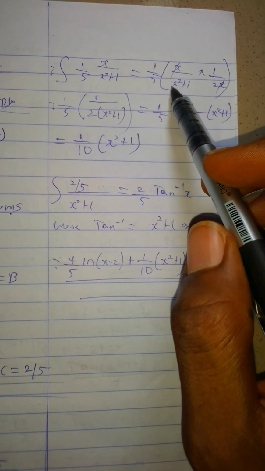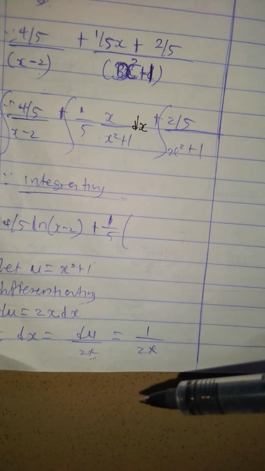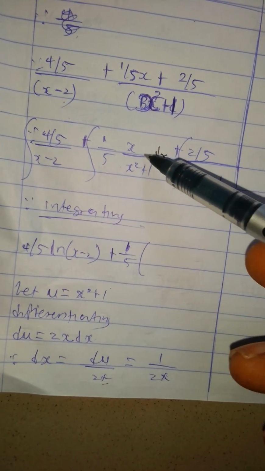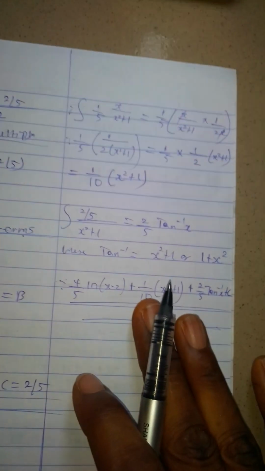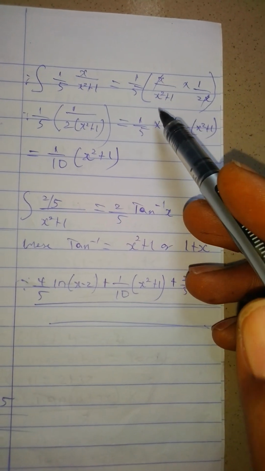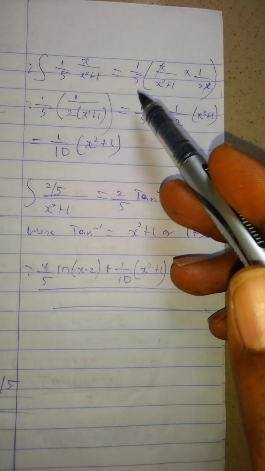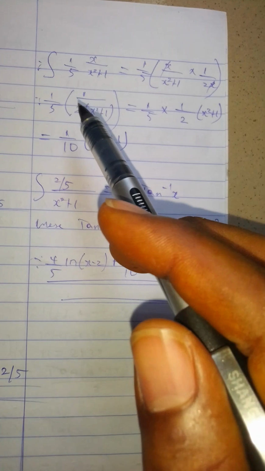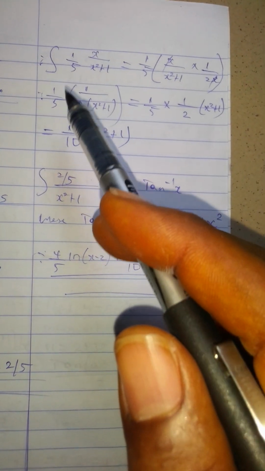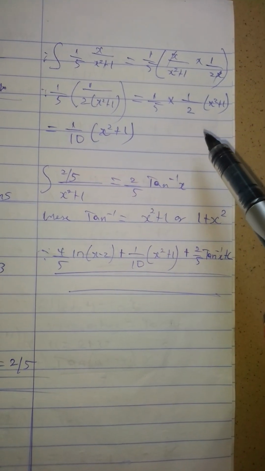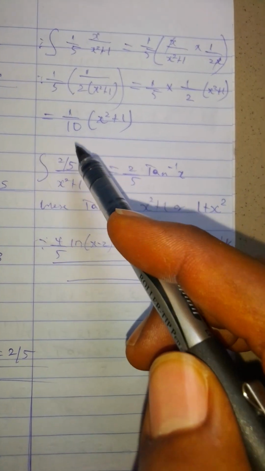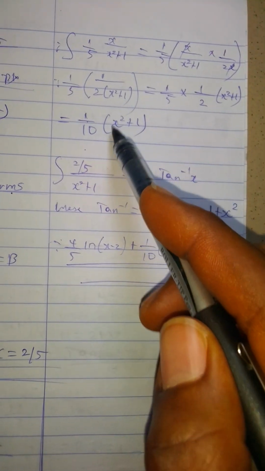So multiplying it, it becomes 1 over 5 times x over u times 1 over 2x. So that is 1 over 5 times x over x squared plus 1 times 1 over 2x. So if you multiply everything here now, that will give you 1 over 5 times 1 over 2 times x squared plus 1. So that will give you 1 over 10 bracket x squared plus 1.